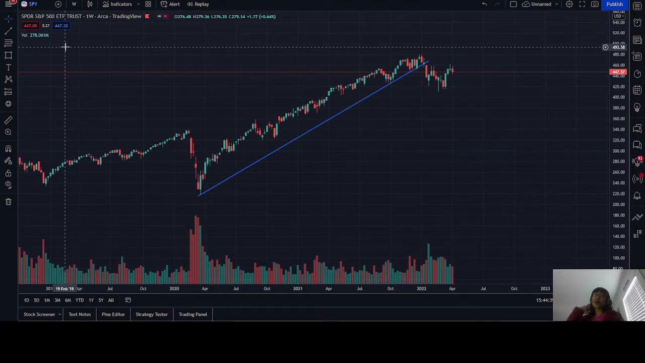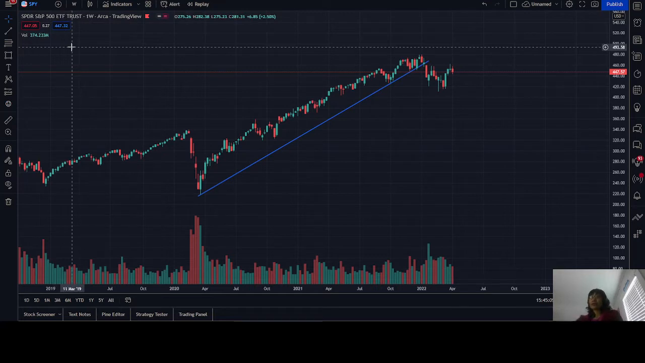When we bounce a ball off the floor, the ball is going to bounce to the ceiling, and the ceiling is more like resistance, and support is like the floor. So it bounces back and forth between the support and resistance. The price action does exactly the same thing in that concept.